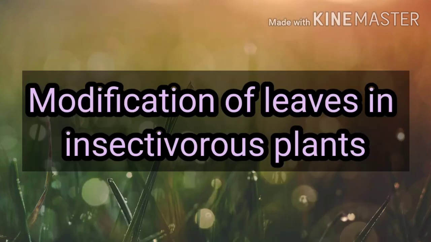Now we discuss the modification of leaves in insectivorous plants. Insectivorous plants such as pitcher plant and Venus flytrap are adapted to grow in soil which does not have enough minerals, especially nitrogen. These plants feed on insects to obtain minerals. For this, they are modified to trap insects. They have chlorophyll in their leaves that helps them in making food.